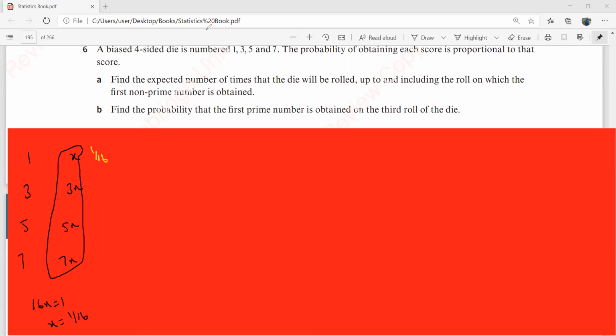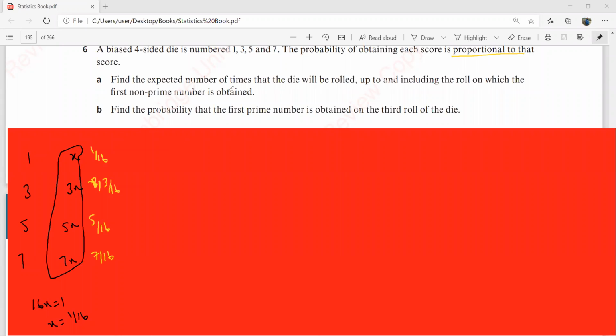This 3 is going to be 3 over 16. This one is 5 over 16. And this one is 7 over 16. ठीक है बच्चों, so these are the probabilities of these events separately. ठीक है, so that was what meaning proportional to that score. So you just suppose x as a constant of proportionality, and then you get that x, and then you have determined their probabilities.